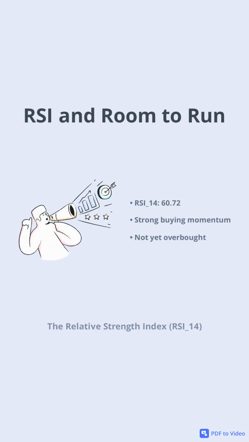The Relative Strength Index (RSI14) for DVLT is currently at 60.72. This value indicates strong buying momentum, but it's still below the traditional overbought threshold of 70. This suggests there may still be room for further price appreciation before a sharp correction becomes likely, offering a potential window for continued gains.